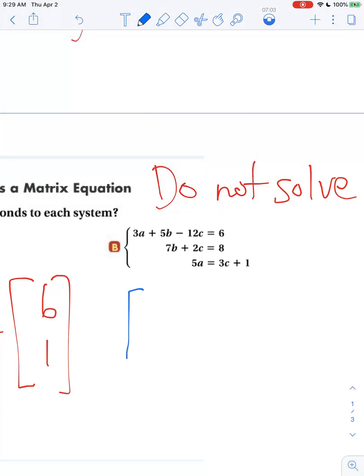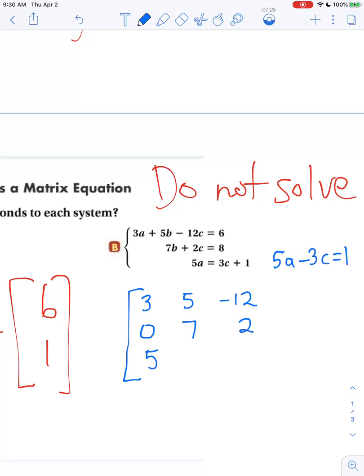All right, so watch this. I have A, B, C. So I have 3, 5, negative 12. There's no A in the second row, so I'm going to put a 0 here. I need a placeholder for the A. Then here, I do have an A, but guess what? I actually need to rewrite this in the right form.